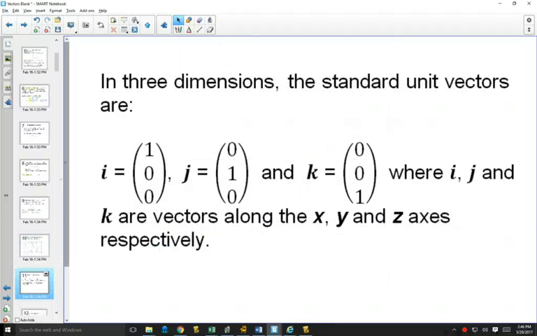Now, the beauty of vectors is using vectors, we can solve mathematical problems that using our old methods of just geometry and trigonometry might become difficult to do. And vectors has some very simple rules that allow you to solve some very complex problems quite easily. So here we are going to introduce 3 dimensions. Here are the unit vectors for 3 dimensions.